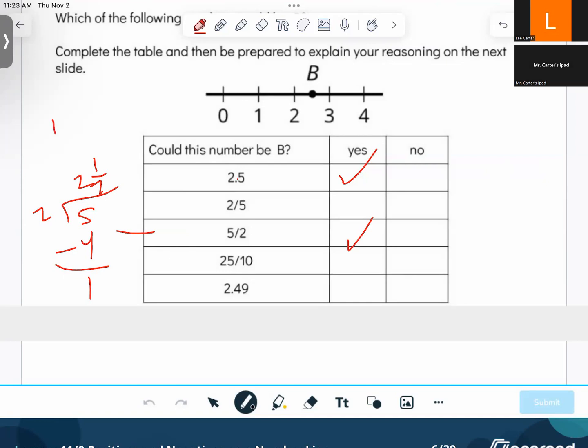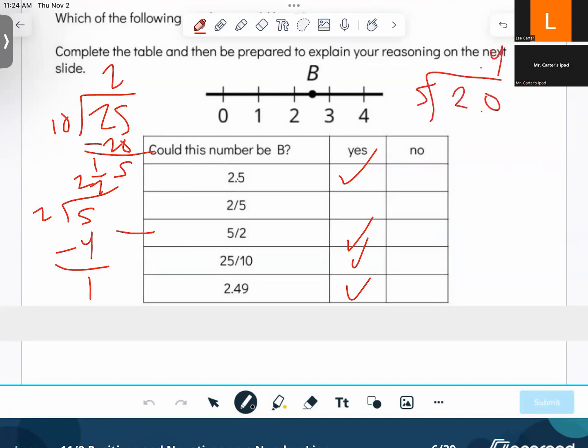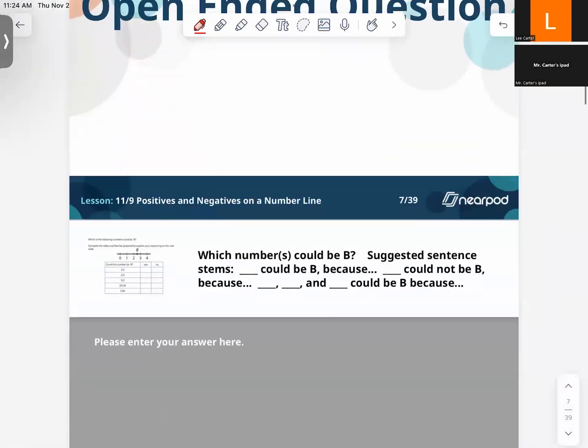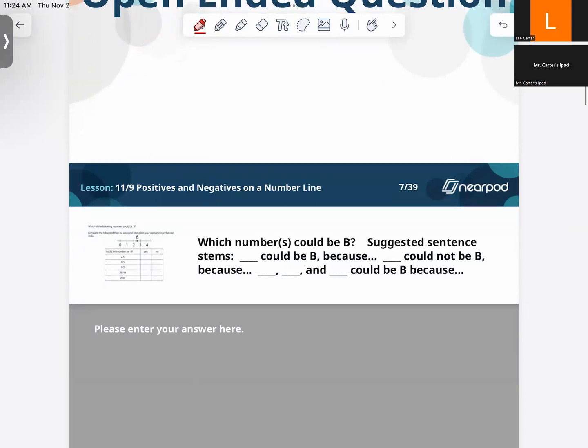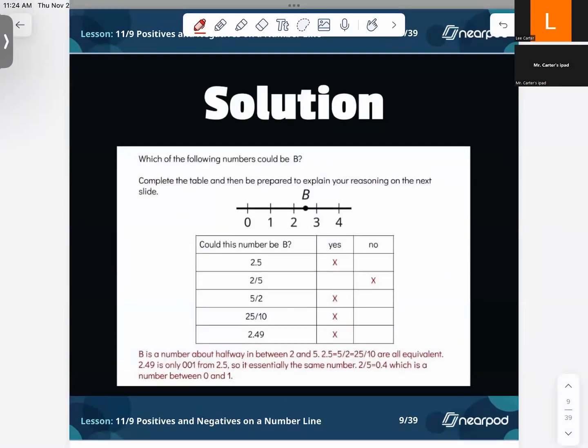25/10, right, is going to be like this. And that is also going to get you, once you do this, 2 5/10, or 2.5. So yeah, that could be it. It's right in there somewhere. What it couldn't be is 2/5, because 5 into 2, top dog in the doghouse, is going to give you 0.4. So that is no. All right. So your sentence could be something like, this other one could be B because it's close to 2.5. And then the 2/5 couldn't be B because it's 0.4. Okay. All right. And there's the answer there.